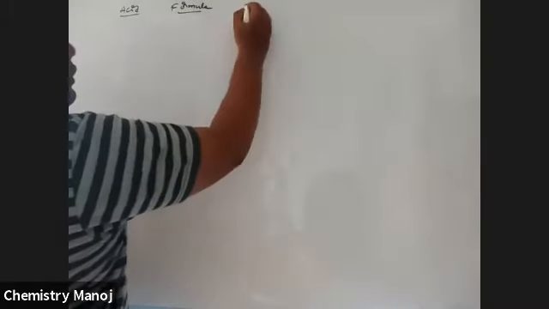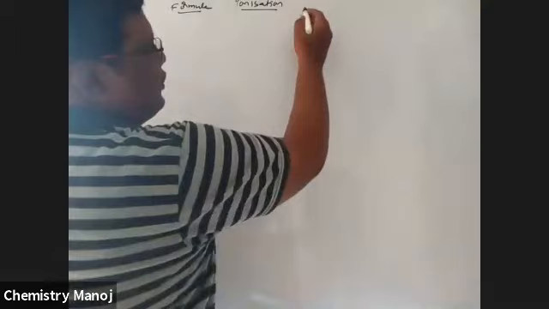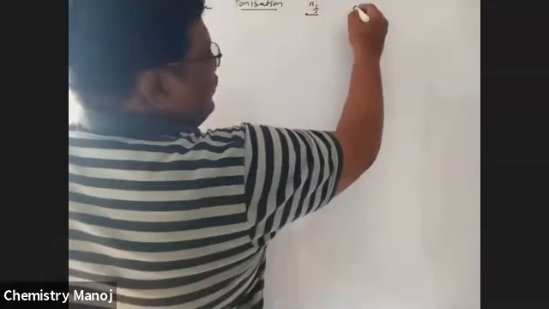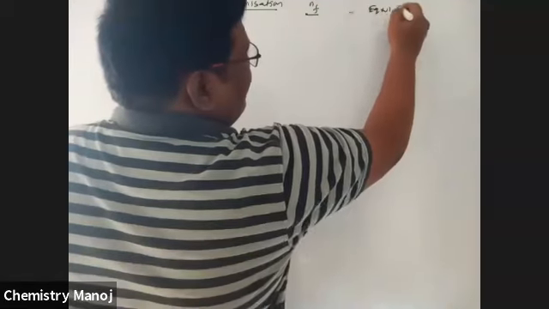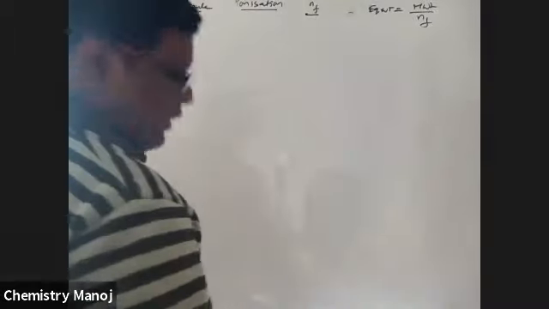So see here: acids, formula, ionization, next N factor, that is equivalent mass, equivalent weight, which is equal to molecular weight by N factor. These are the columns.